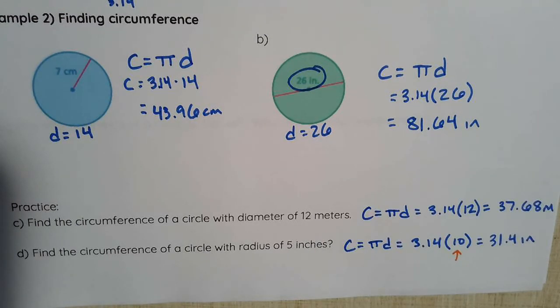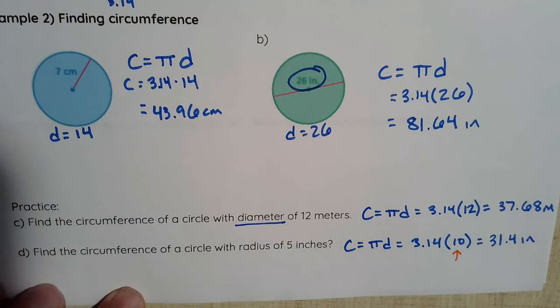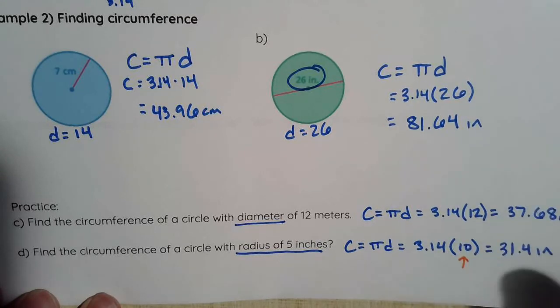Hopefully you paused the video and attempted those 2 practice problems. If you didn't, you're going to want to do that next time we have a practice problem. In part C, we had C equals pi times diameter. We were given the diameter, so I used 12 in my formula. In D, I was given the radius, so I had to double it here to use my circumference formula that involved diameter. All right, now we're going to look at semicircles.